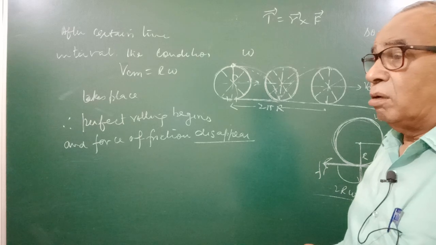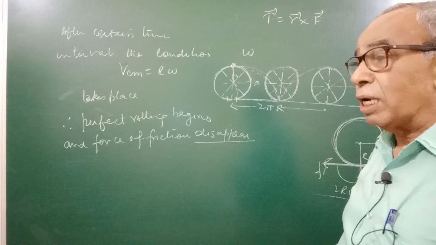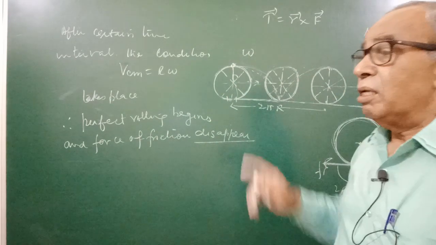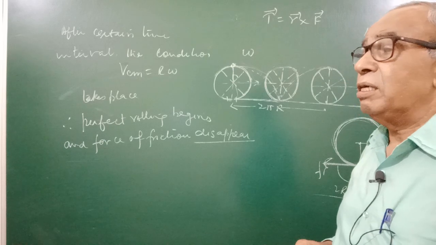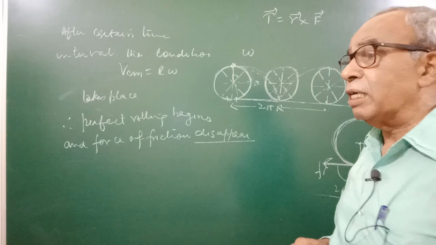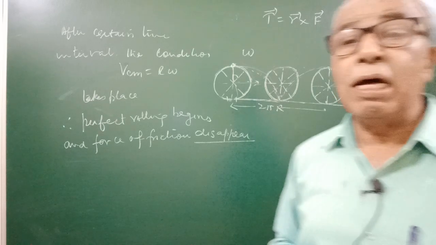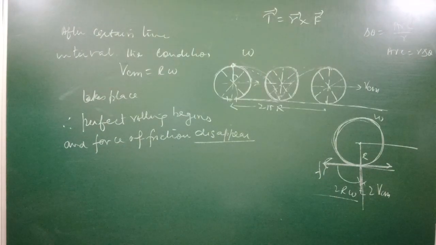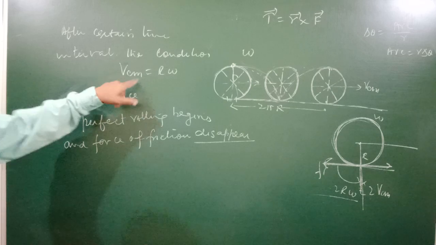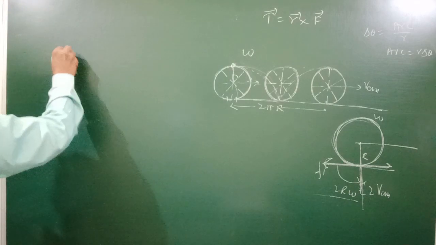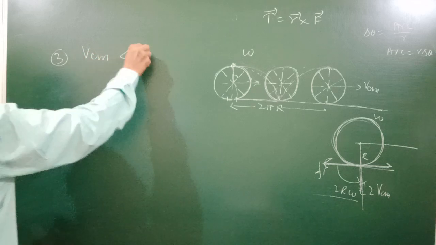So perfect rolling begins when VCM equal to R omega. I am explaining again: when VCM was more than R omega, the wheel slipped in the forward direction, and due to that slipping, force of friction acts in the backward direction. That force of friction retards the linear motion and increases the angular motion. This will take place till the condition VCM equal to R omega. Now case 2, when VCM is less than R omega.